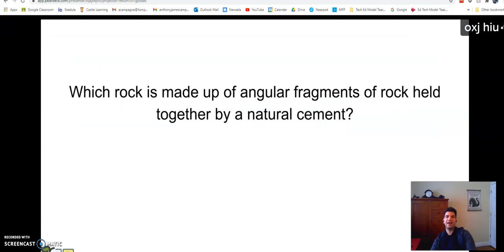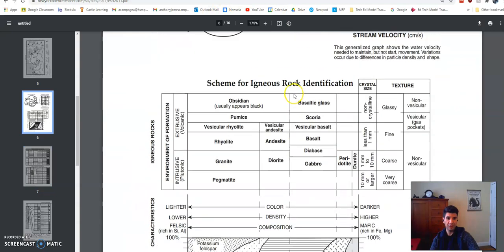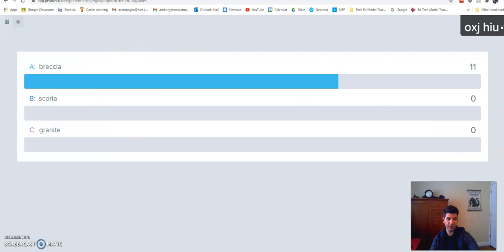Which rock is made up of angular fragments held together by a natural cement? Now this one's quite interesting. You could answer this one just based on looking at the answers alone. We got scoria, granite, and breccia. Breccia is really the only sedimentary rock on this chart. If you look for scoria or granite, you'll be on page 6 looking at igneous rocks. So that kind of gave it away.